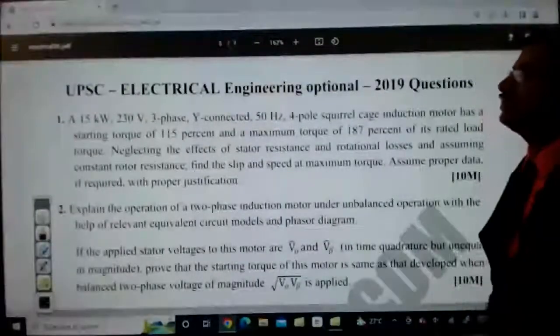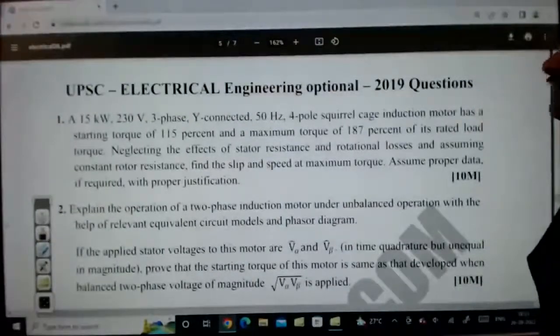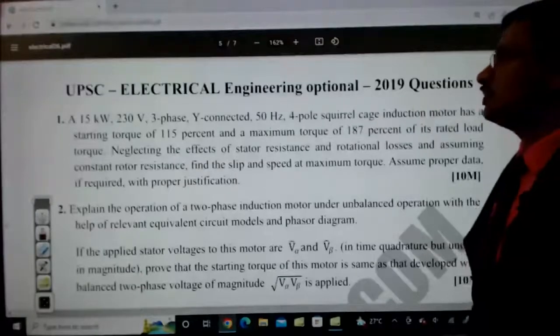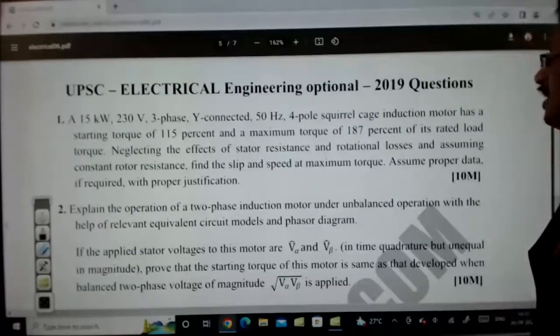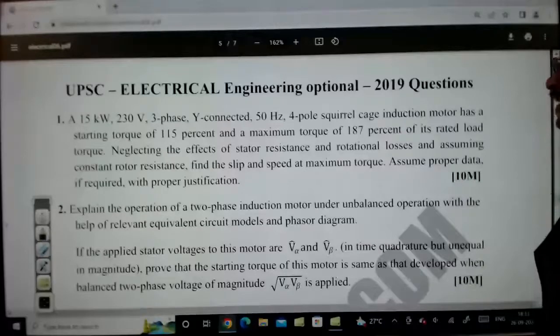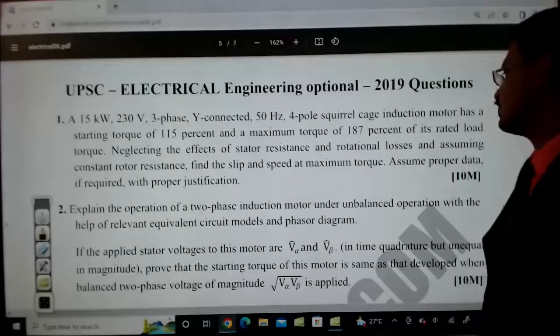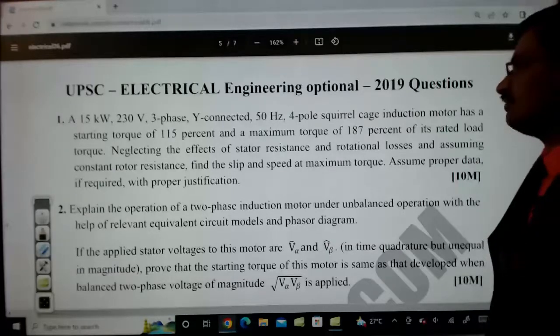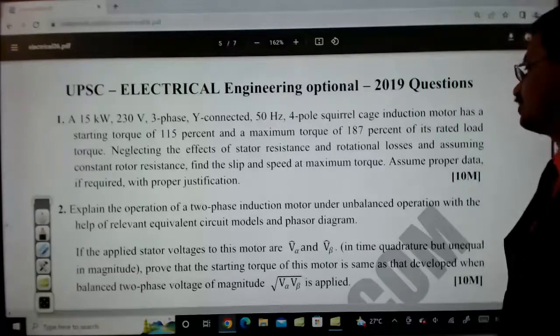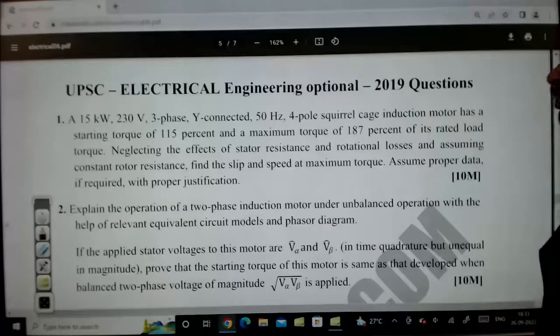In 2019, you can see the first question: a 15 kilowatt, 230 volt, 3-phase Y-connected, 50 Hz, 4-pole squirrel cage induction motor has a starting torque of 115% and a maximum torque of 187% of its rated load torque. Neglecting the effects of stator resistance and rotational losses, and assuming constant rotor resistance, find the slip and speed at maximum torque. Assume proper data if required with proper justification.